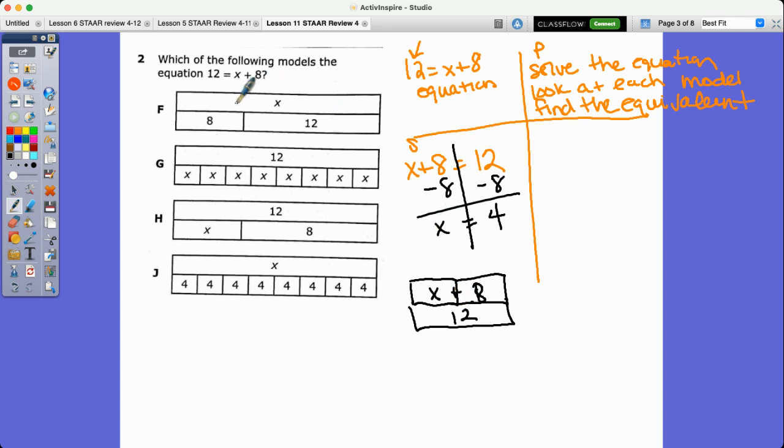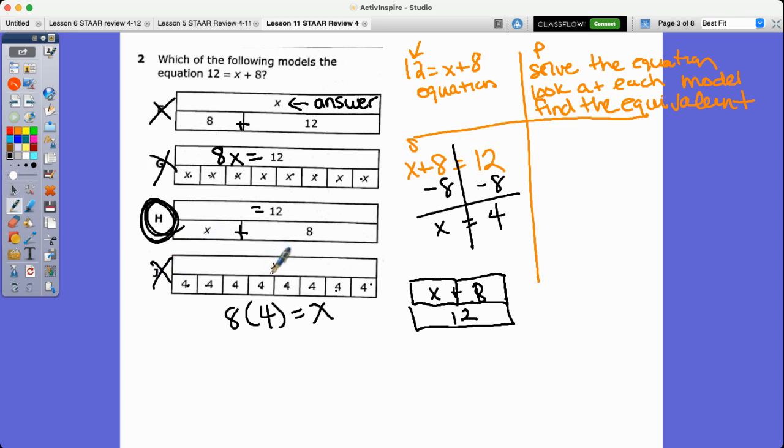So let's go ahead and take a look at this. I have x is the answer. Is that what we have? Absolutely not. This is 8 plus 12 equals x. That is not what we're looking for. And then this one, I have 1, 2, 3, 4, 5, 6, 7, 8 x's. So this actually says 8x equals 12. Also not the answer. This one I have x, oh look, plus 8 equals 12. Winner, winner, chicken dinner. And then I have this one, 8 times 4 equals x. Not the correct answer.